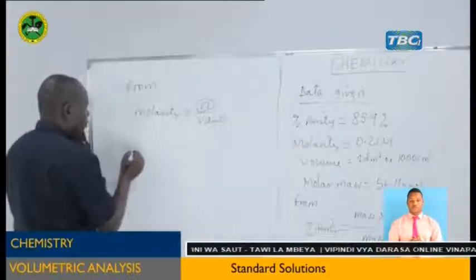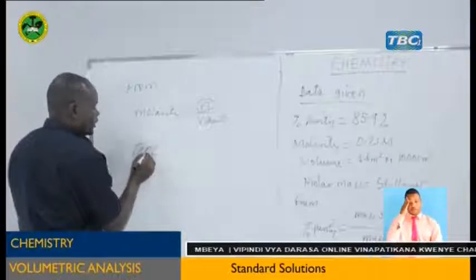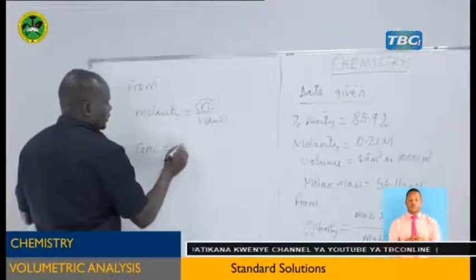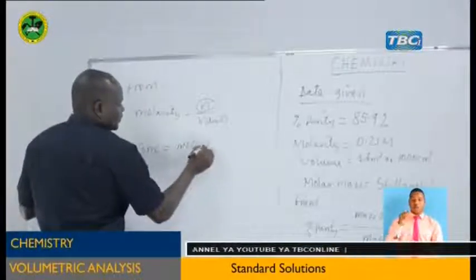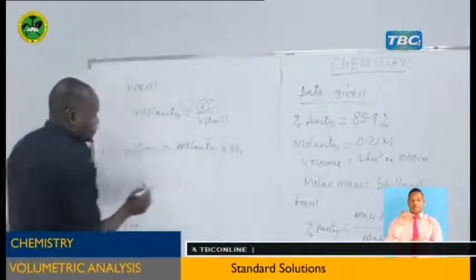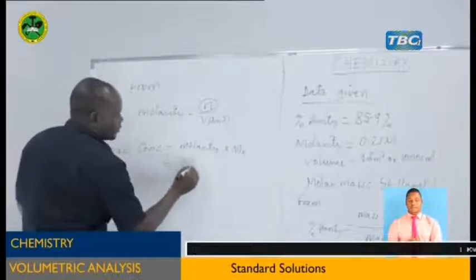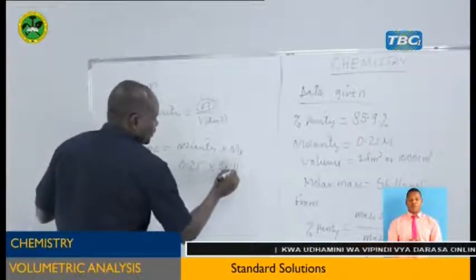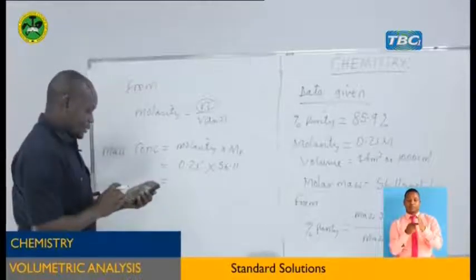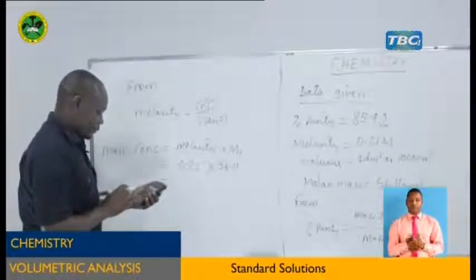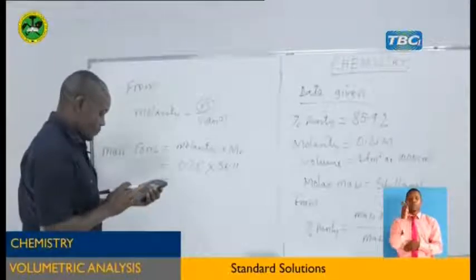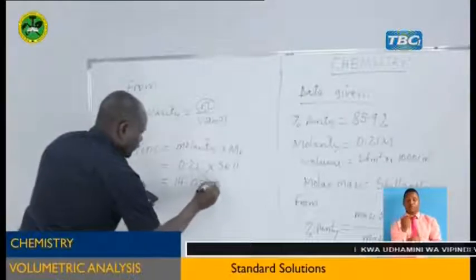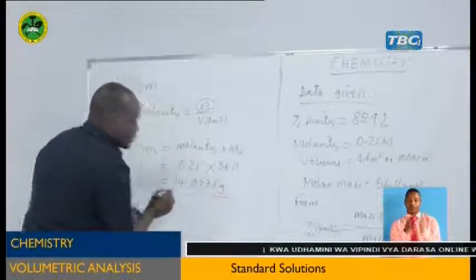We also know that the mass concentration is equal to molarity times the molar mass. Here the molarity we have is 0.25, times the molar mass given, 56.11. If we multiply 0.25 times 56.11, the mass is 14.0275. That will be the mass concentration.